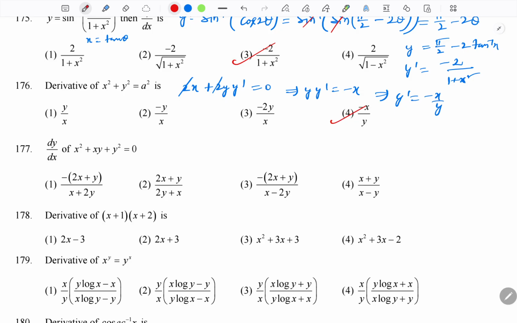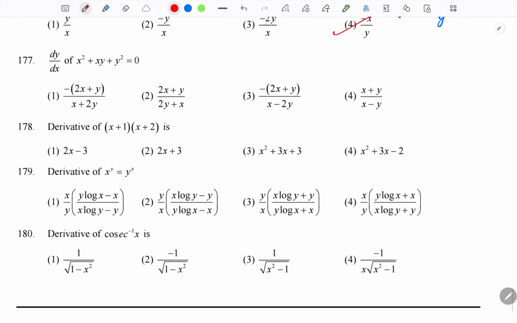Next, dy by dx, again the same, right? But if you observe in this question, it's a product of functions. The UV formula we should use, that's it. Now differentiate with respect to x: 2x plus first u dash 1 into y, plus u, x, into the derivative of y, y dash, plus y square derivative, 2y into y dash, equal to 0.